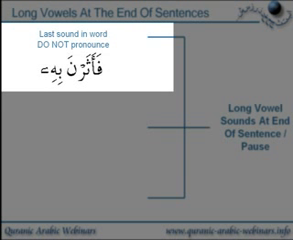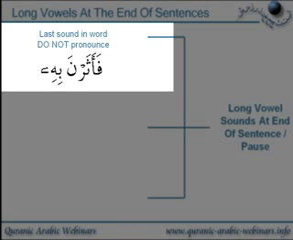The first one then: last sound in a word, do not pronounce. What we're saying here is if you stop, and we concentrate on the last of these 2 words, which is bihi, so you decide to stop or you're at the end of a sentence. If the long vowel is the last sound in the word, then at the end of a sentence or when you stop or pause, you do not pronounce the long vowel sound at all, and you don't actually pronounce the last sound at all.